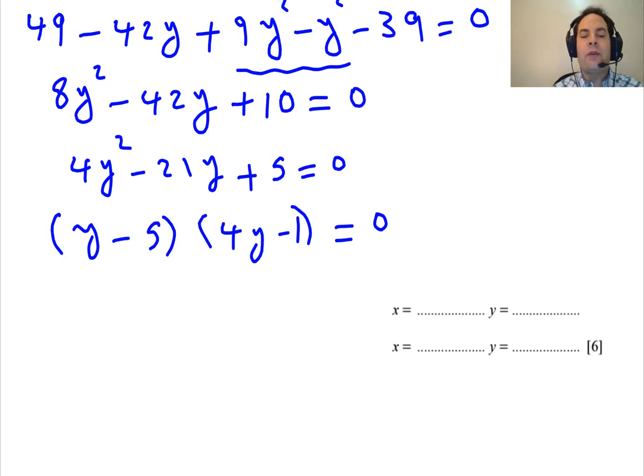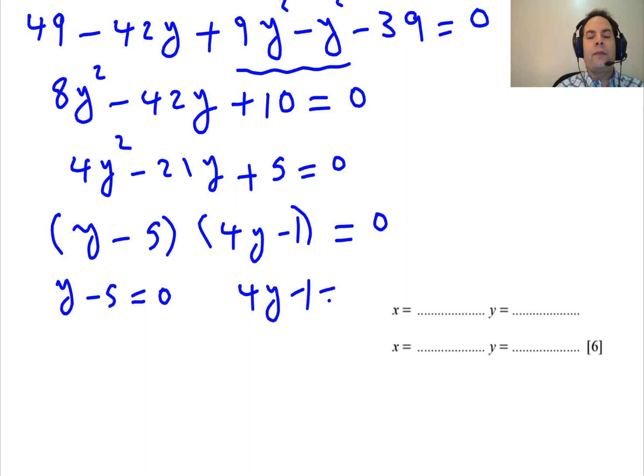If we have two factors, their product is equal to 0. The first factor is equal to 0, or the second factor is equal to 0. From the first factor, y is equal to 5. From the second one, y is equal to 1/4, or you can write it as 0.25.